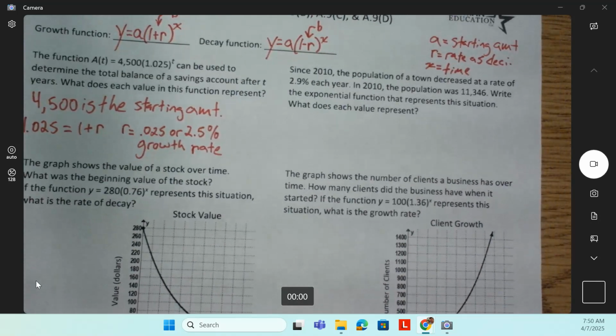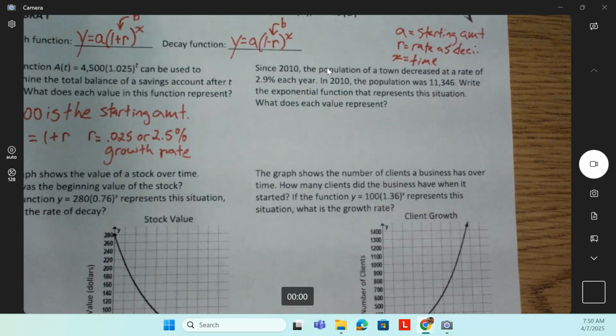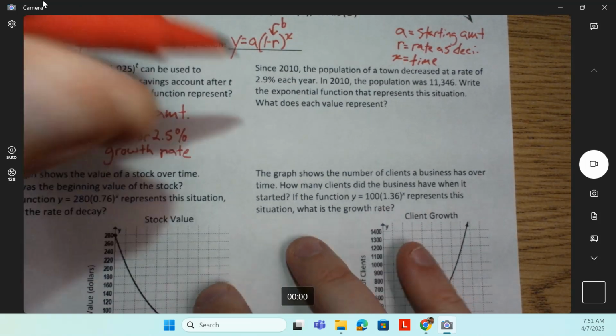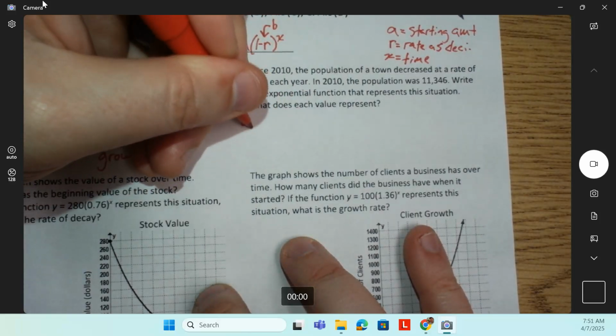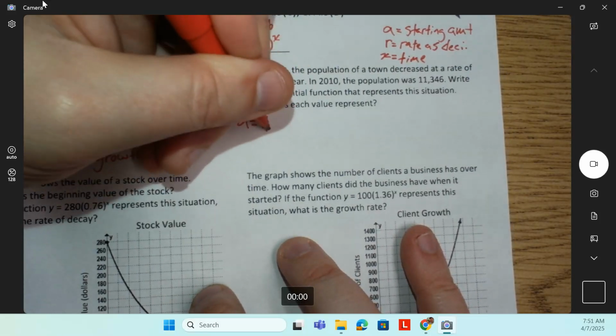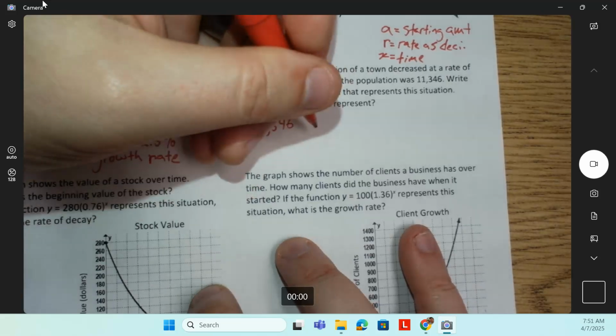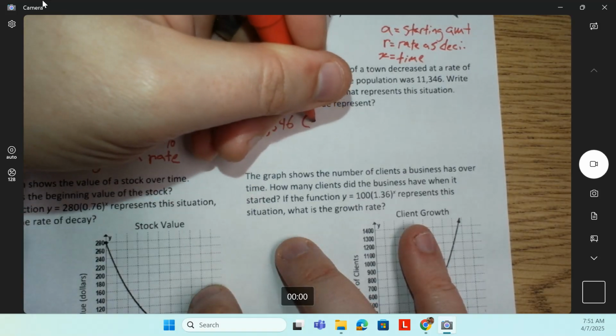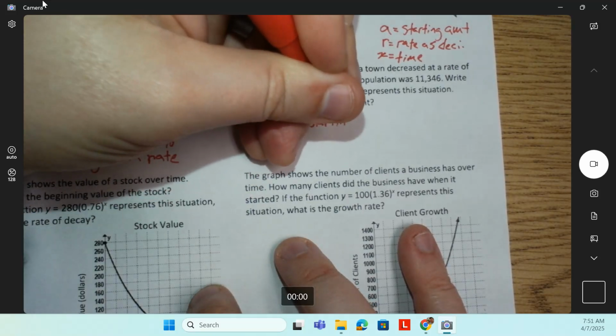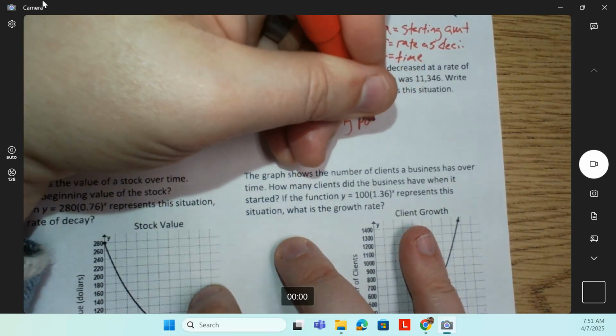Now looking at the next one, in 2010, the population of a town decreased at a rate of 2.9% each year. In 2010, the population was 11,346. Write a function that represents this situation. What does each value represent? So let's start out with the A value is 11,346, and that is the starting population.